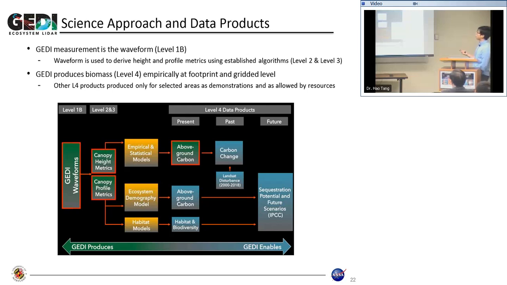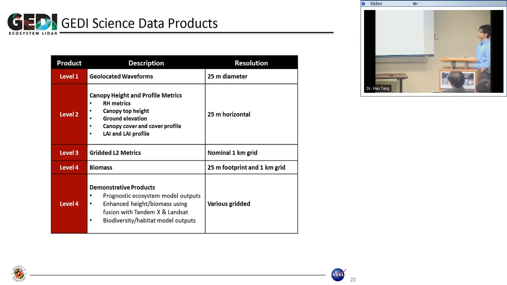So the other L4 products, all the demonstrative products, including carbon change, Landsat-based disturbance events, and a bunch of other things, will only be produced over selected areas, so not globally. And here's a table of all the data products above, with the approximate resolution.